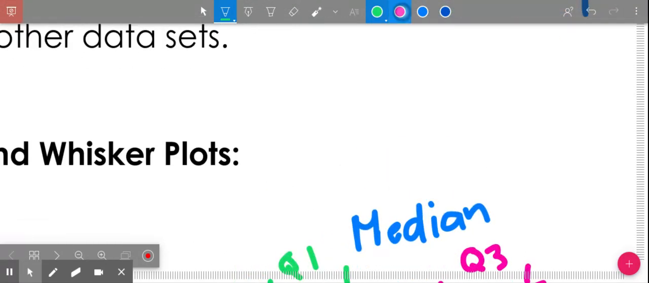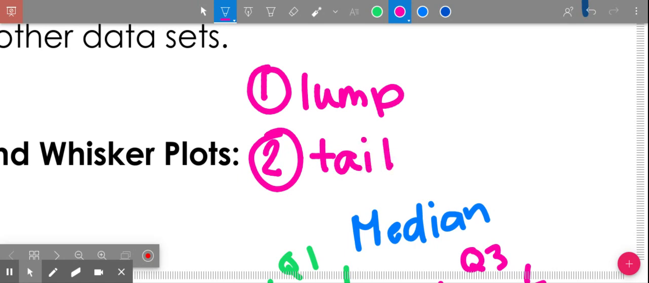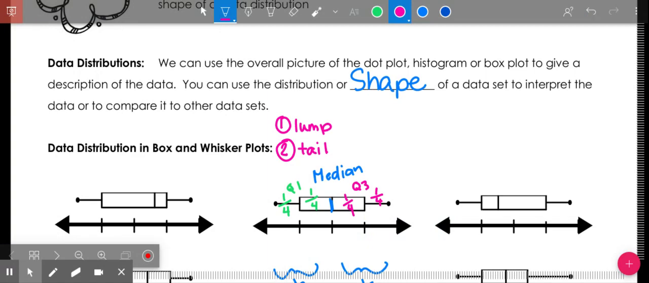Now we're going to talk about shape. So when you're looking for shape, you need two things. The first thing you need is the lump, where your data is concentrated. The second thing you need is the tail, because the tail is going to tell you which way it's skewed.